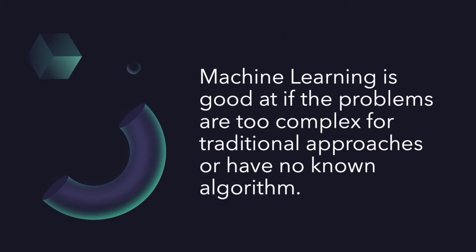As a summary, we can say that machine learning is good if problems are too complex for traditional approaches, like we saw in the phishing example, or if the problem has no known algorithm, like in the speech recognition example. In other words, if you don't need to use machine learning and if you can use a simpler, cheaper solution, you shouldn't use machine learning. It's not always the best way.